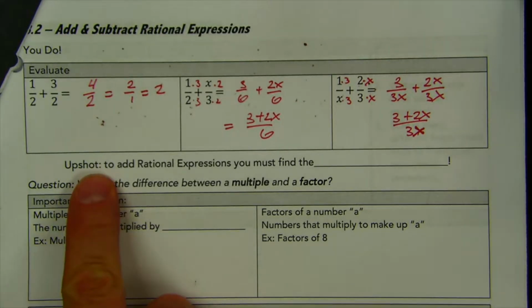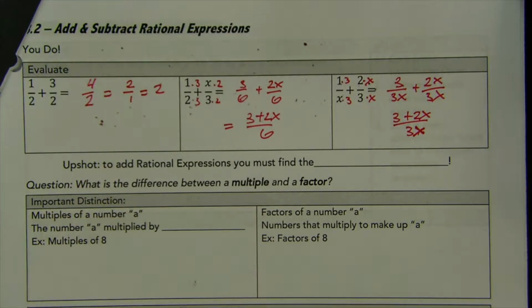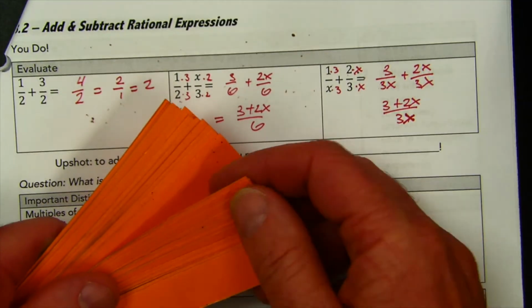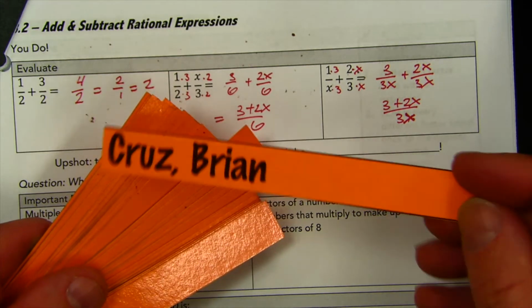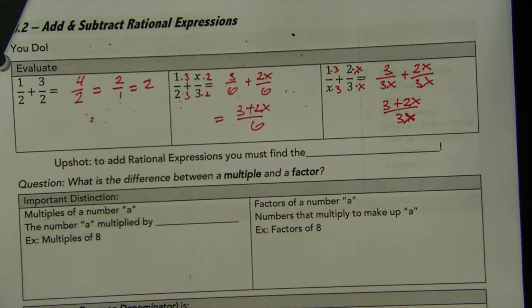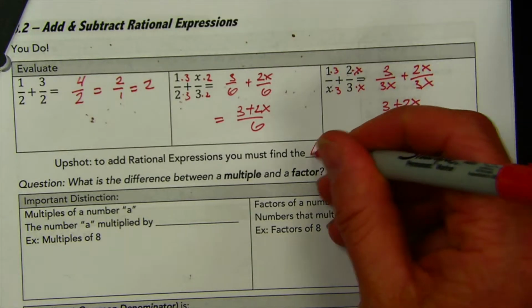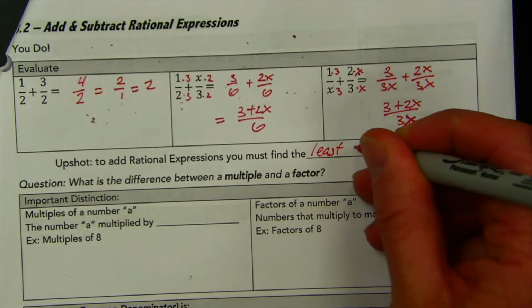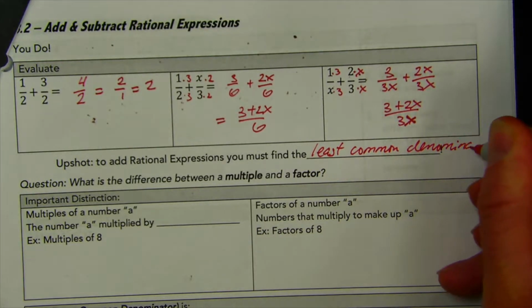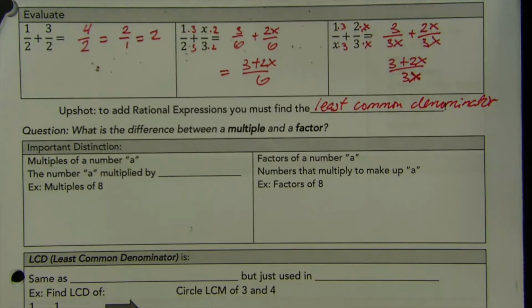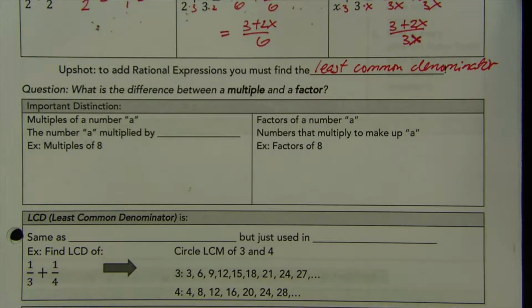Upshot essentially means summary or conclusion. To add rational expressions, you must find the... Well, let me call on you guys. Let's see who we got here. I want to hear from Brian Cruz. What do you think, Brian? Least common denominator? Is that what you say? Nice, correct. Least common denominator. Yes, you guys already knew that. You learned that back in, I don't know when, 4th, 5th grade, etc.